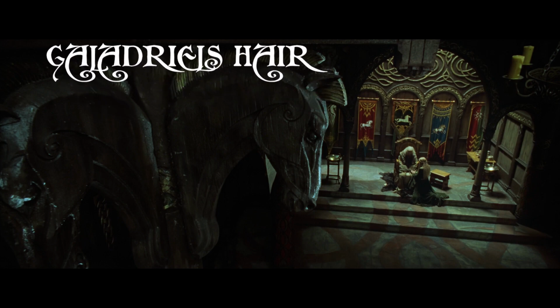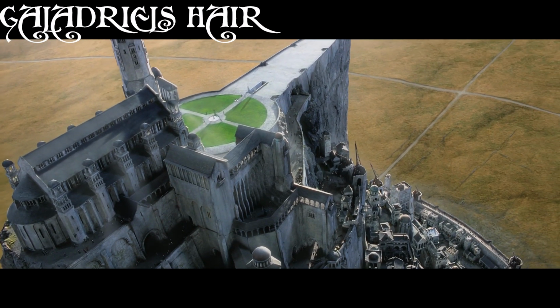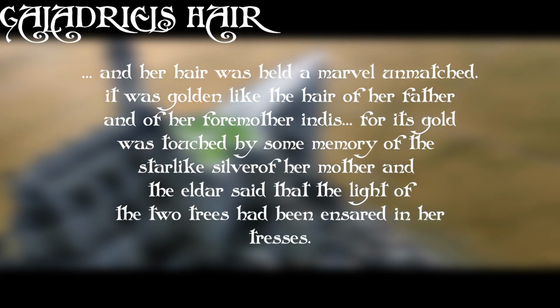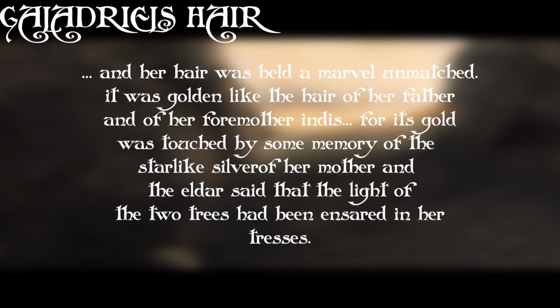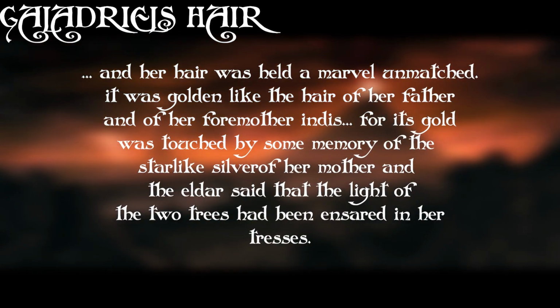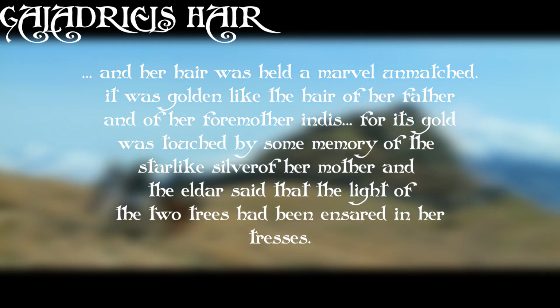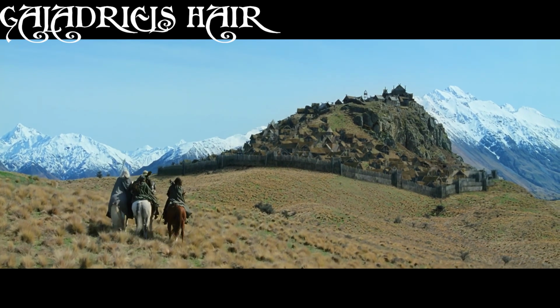Up next we have Galadriel's hair. I'll let a quote from the Unfinished Tales explain this one since it can do it better than I could. And her hair was held a marvel unmatched. It was golden like the hair of her father and of her foremother Indis, for its gold was touched by some memory of the star-like silver of her mother. And the elders said that the light of the two had been snared in her tresses, therefore making her magical even in the land of Middle-earth.